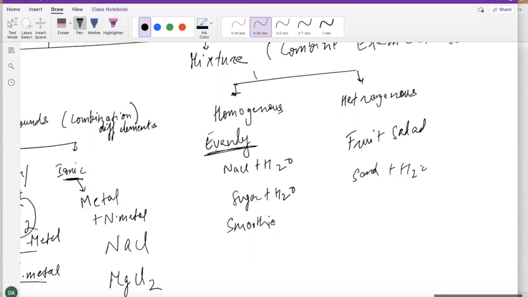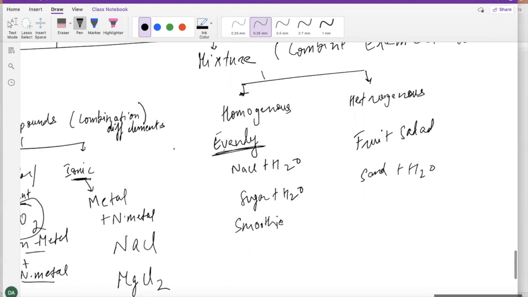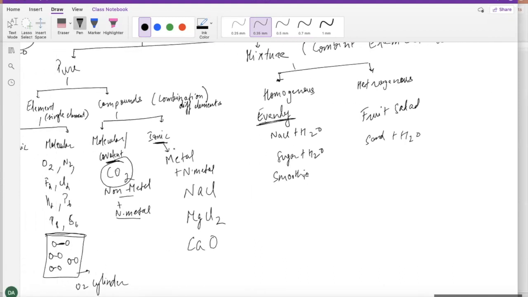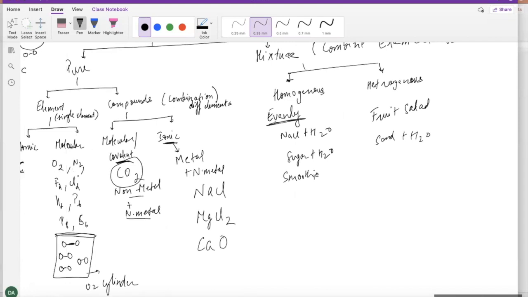If you combine sand and water, guys, and you mix them, as much as you mix it, the sand will come down to the bottom. It's not going to disappear. If you take a sample from the top of the sand mixture, it's going to have a different amount of sand, and if you take a sample from the very bottom of the mixture, it's going to have more sand, of course. So that is a heterogeneous mixture, guys. So again, the definition of mixtures is when you combine elements and compounds, one element with another element. So I can combine oxygen and nitrogen and call it a mixture, okay?